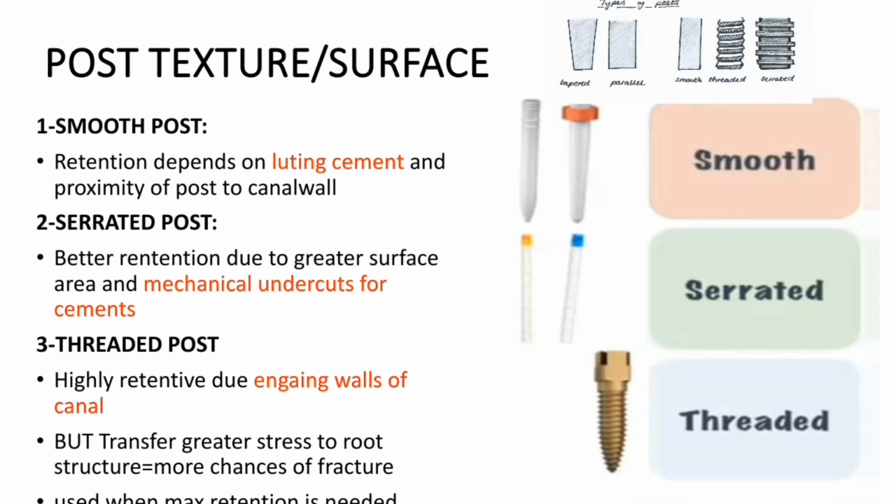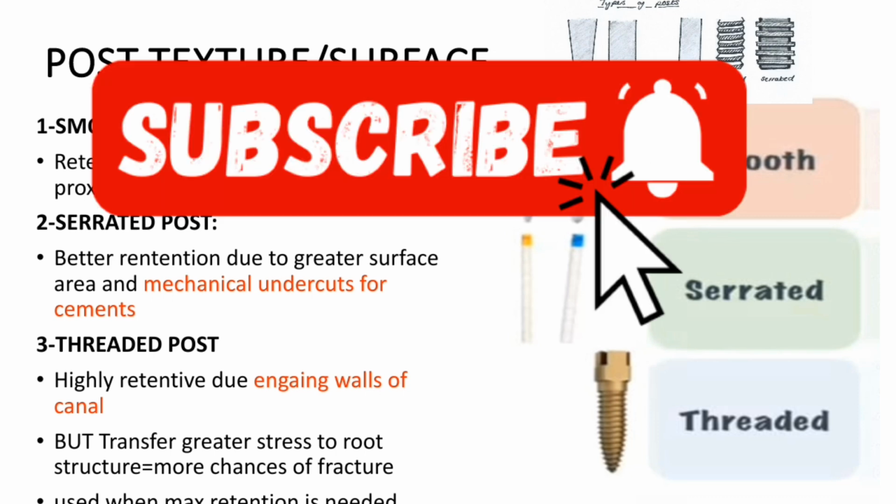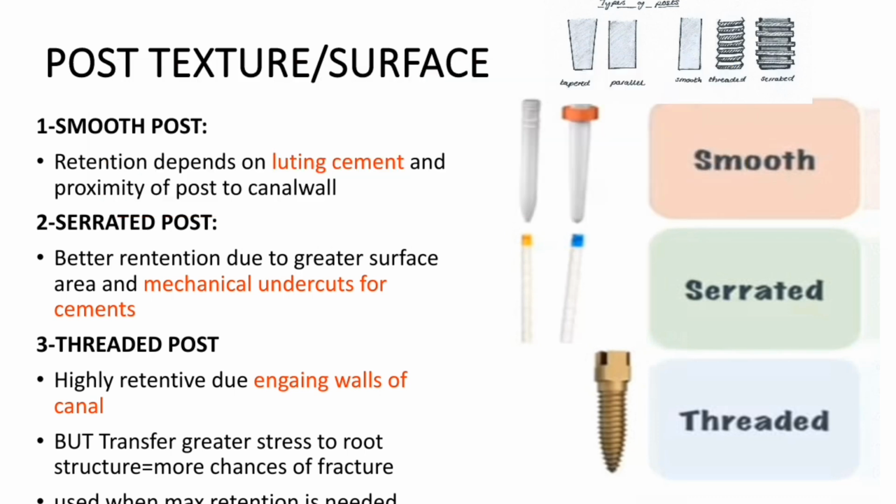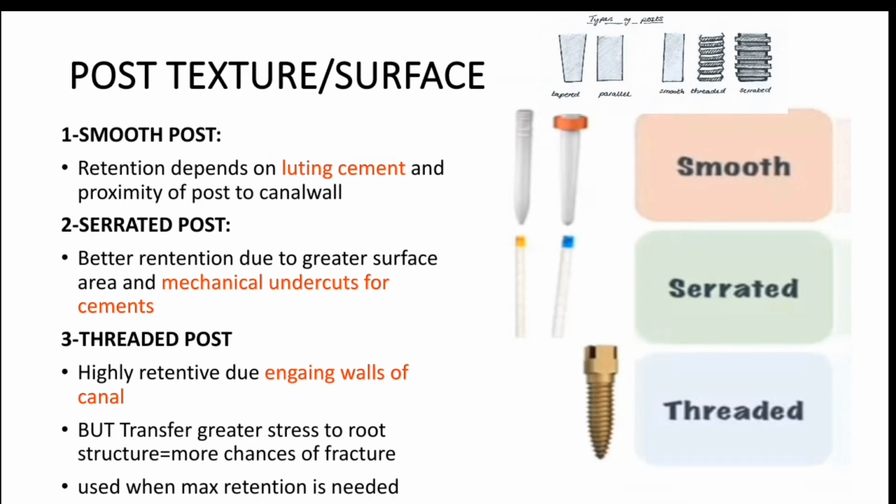Next is post texture, another important factor. What is post texture? We have already talked about the different designs of post surface: smooth, serrated and threaded. I will explain all these in terms of retention. For a smooth post, the retention depends on the luting cement. Why? Because the post walls are smooth; there is nothing serrated or threaded.